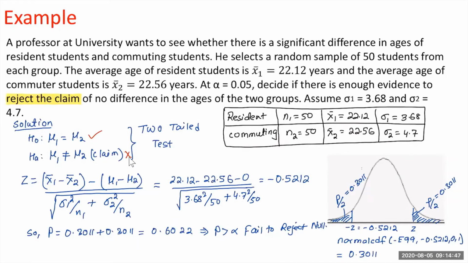Our question was, now if you go back before we write the conclusion, is there enough evidence to reject the claim? Yes, there is enough evidence to reject the claim. So our conclusion is, yes, there is enough evidence to reject the claim.